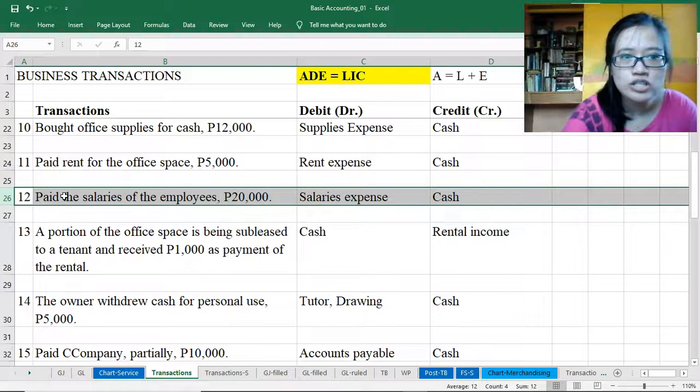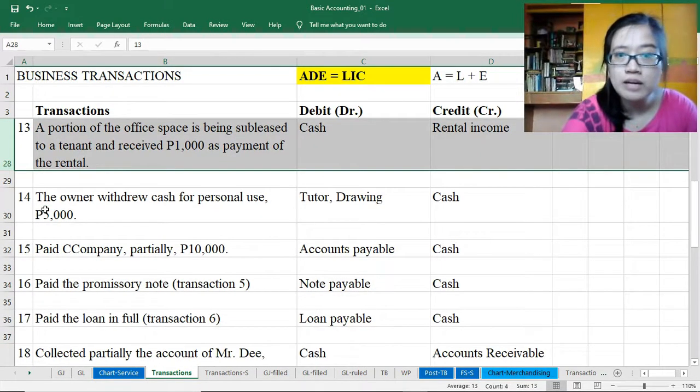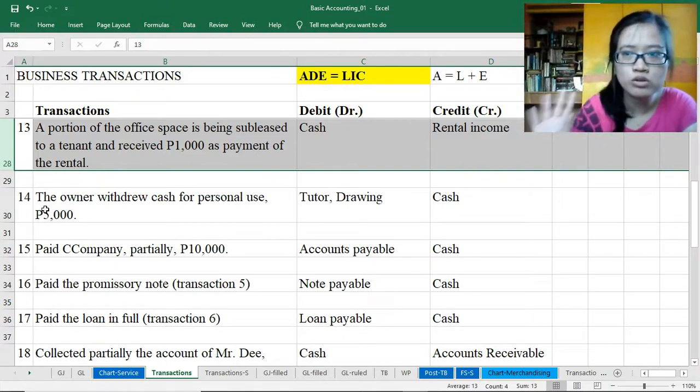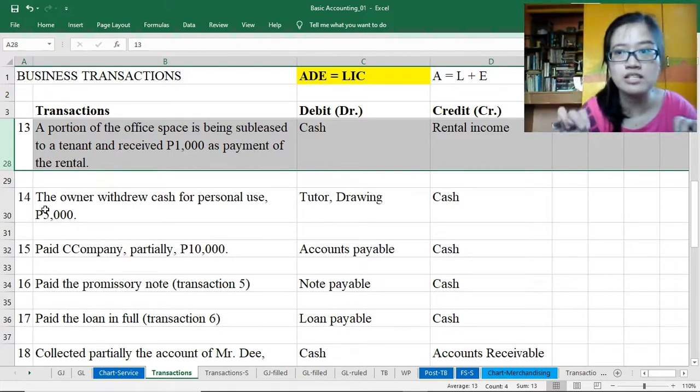Okay? Next transaction, pay the salaries of employees, 20,000. So, again, expense and cash. Debit natin to salaries expense, credit to cash. And number 13, a portion of the office space is being subleased to a tenant and received 1,000 as payment of rental. So, yung situation, di ba umuupa sila ng kanilang office space. Siguro merong small room or small portion of the building or the office na hindi nila ginagamit. Ang ginawa nila is pinarentahan to someone else. Okay? Yun yung sublease na tinatawag.